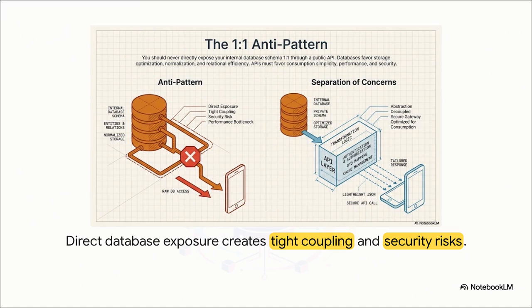But if you implement an API layer, a true separation of concerns, you create a secure gateway. You map the data, you handle authorization, and you manage caching. It transforms an open door into a heavily guarded, highly efficient toll booth.